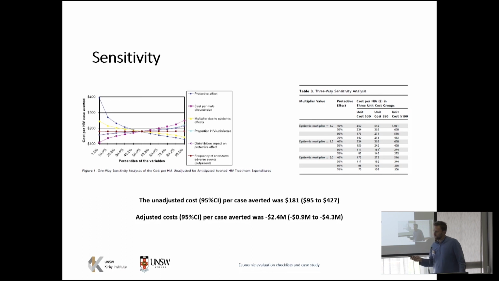And then finally, they also did some probabilistic sensitivity analyses, and that's useful for getting your 95% confidence intervals. So this is where you're adjusting all parameters within your model within a particular range and distribution. When they did that, they found their ISA varied between $95 and $427. And as I said before, I think the more relevant ISA is probably this bottom one. So they found that the value of $2.4 million in savings varied between $0.9 million in savings to $4.3 million in savings.